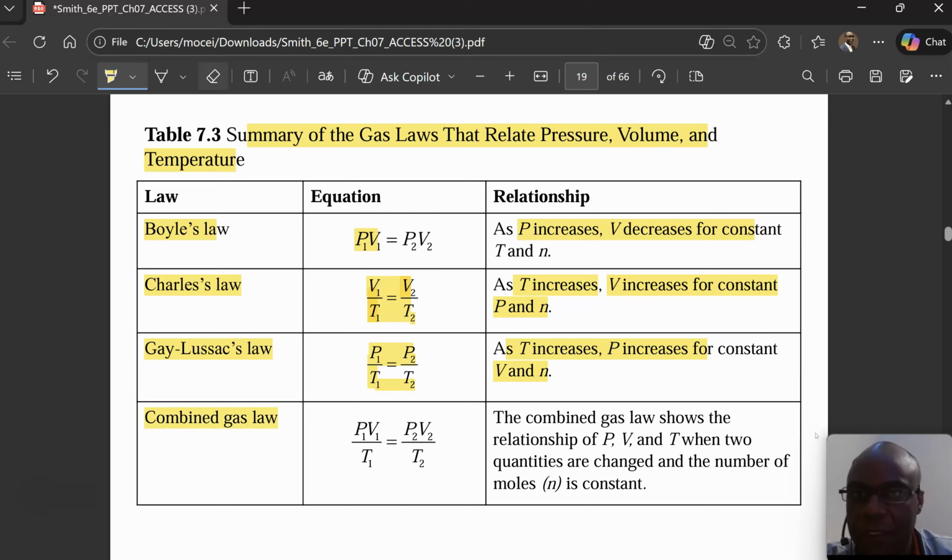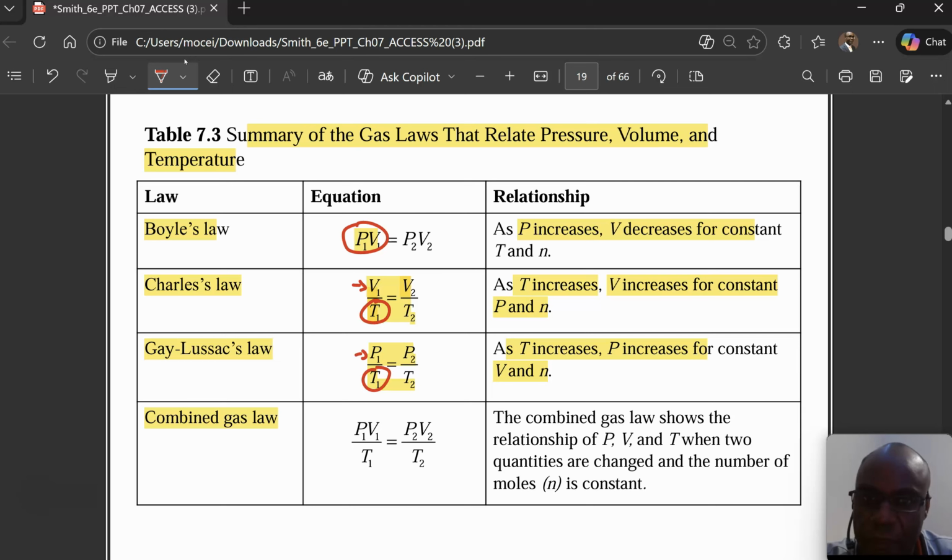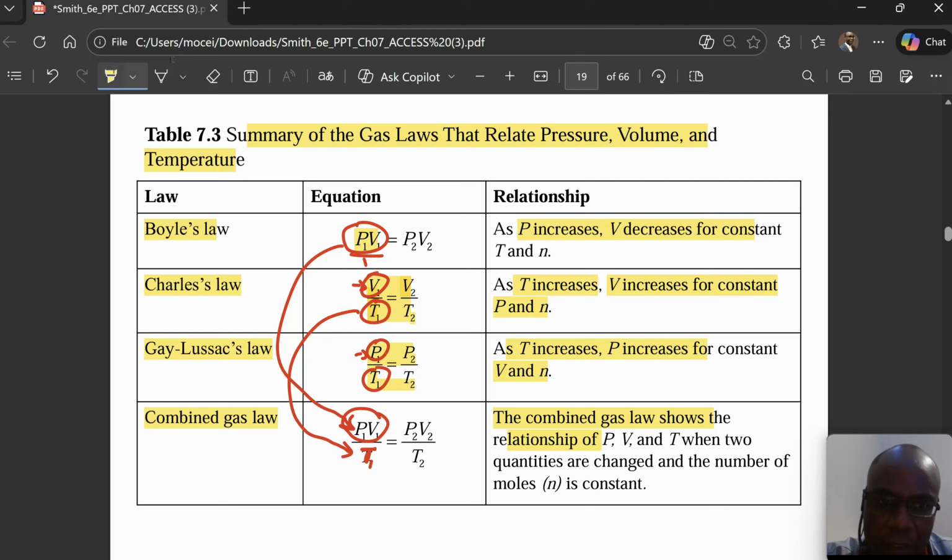Combined gas law combines all the other three on top. So the PV, V is here, P is there, is combined with the T. So PV is on top because it's always on top. This is like PV over 1, you know. PV, VV, PP, those ones are put all together here. And then the temperature is put down here. So you get P1 V1 over T1 equals P2 V2 over T2. It combines Boyle's, Charles', and Gay-Lussac's law. Okay, here the number of moles is constant.